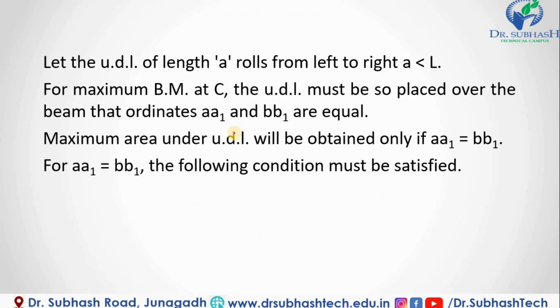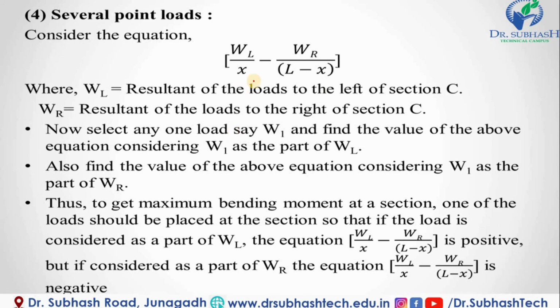Now the question arises in your mind, how should it be maintained that our ordinates AA1 and BB1 are equal. So the maximum area under the UDL will be obtained only if AA1 is equal to BB1. For AA1 equal to BB1, the following condition must be satisfied. Considering the equation, WL divided by x equals WR divided by (L minus x). This is the left hand side intensity of W and the right hand side intensity of W. WL is the resultant of load on the left hand side of the section, and WR is the resultant load on the right hand portion of C.